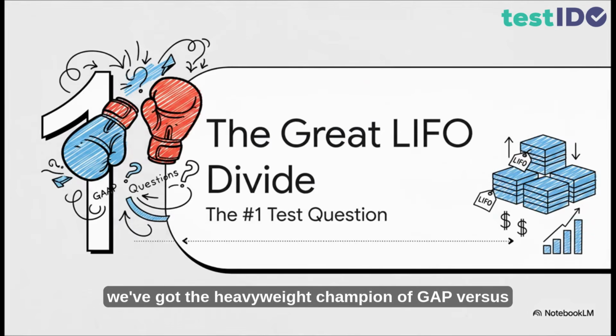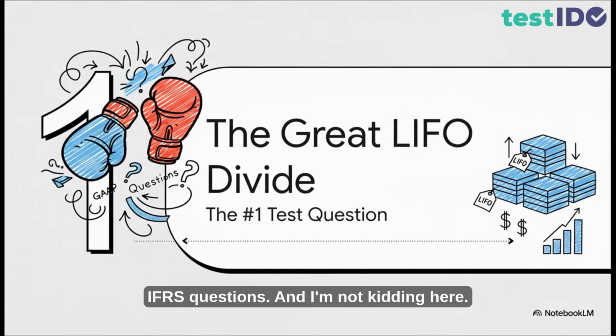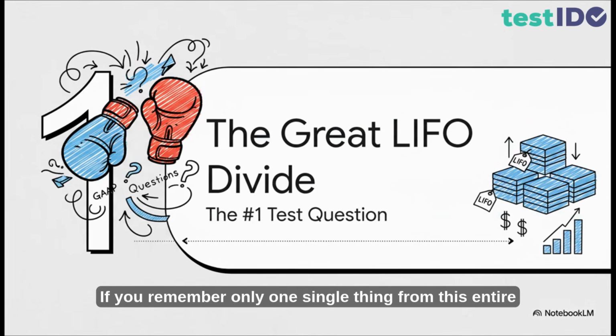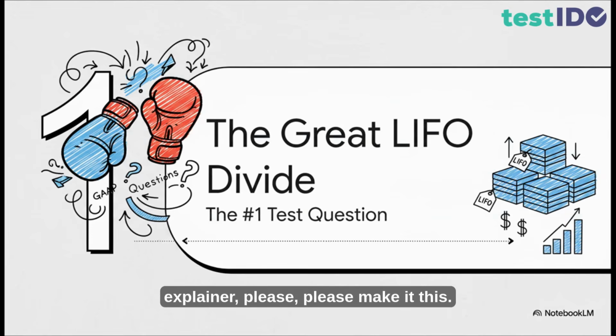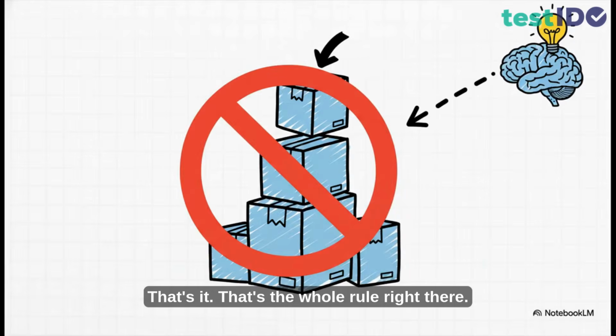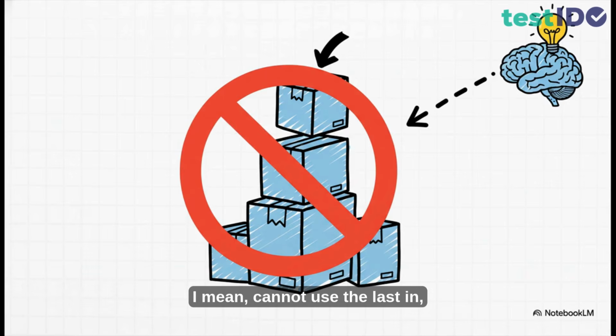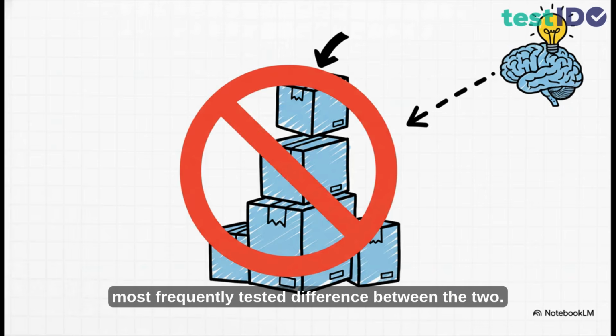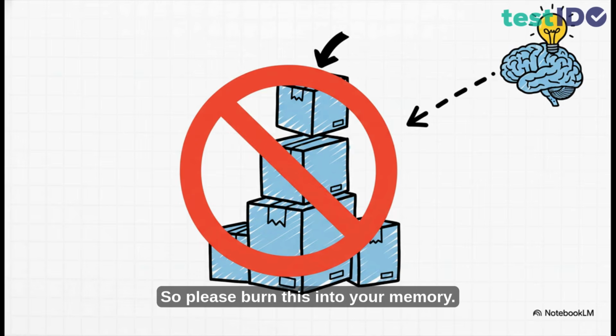First up, we've got the heavyweight champion of GAAP versus IFRS questions. And I'm not kidding here. If you remember only one single thing from this entire explainer, please make it this. We're talking about inventory and specifically the LIFO method. That's it. That's the whole rule right there. Under IFRS, you absolutely cannot use the last in, first out inventory method. It is completely banned, prohibited. This is probably the single most frequently tested difference between the two, so please burn this into your memory.